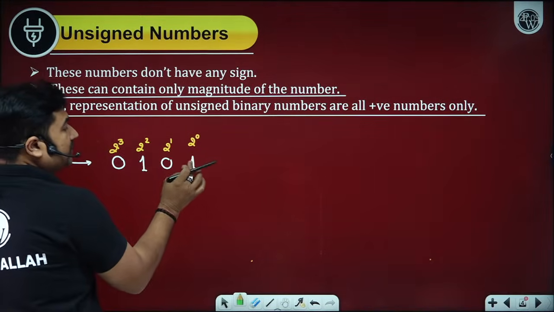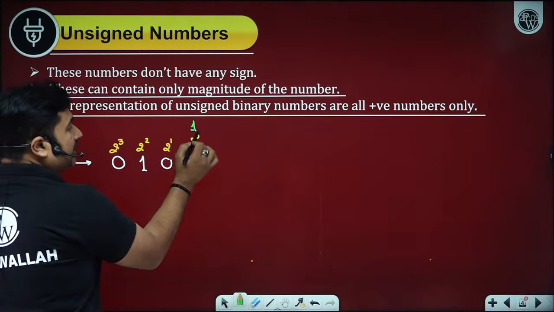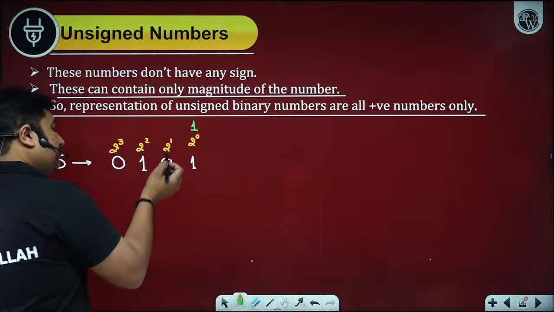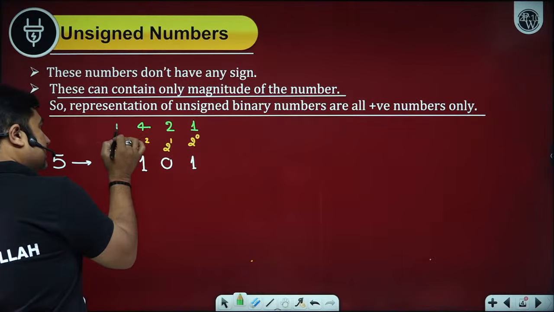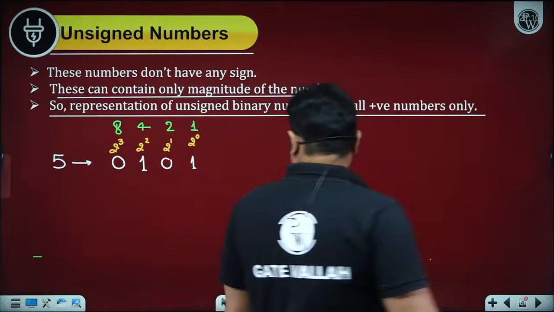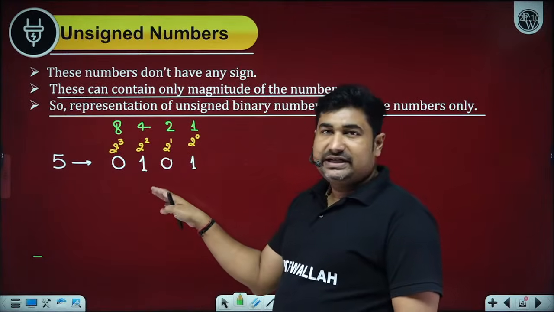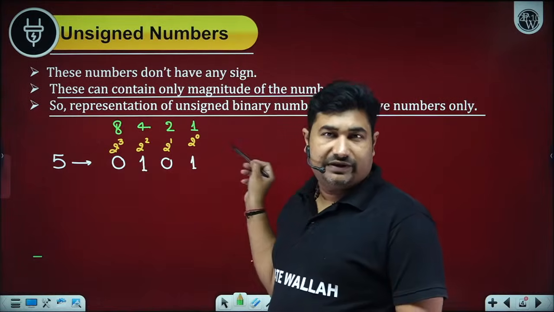We can observe this is a coefficient which is going to be multiplied with 2 to the power 1, 2, 2 to the power 2, 4, 2 to the power 3, 8, 16, 32 and so on. So if we want to write 5, it is very easy. The coefficient is multiplied with this. So 4 plus 1, 5. So 5. Is it okay?